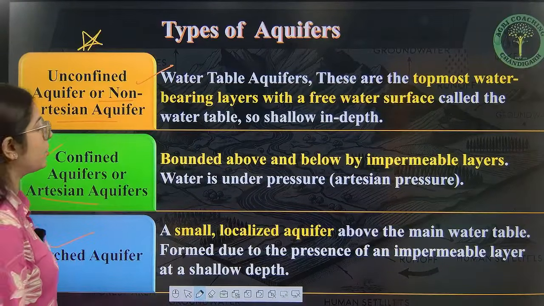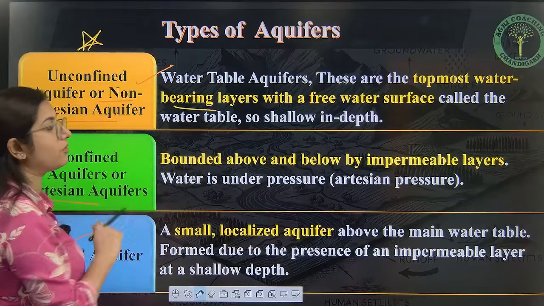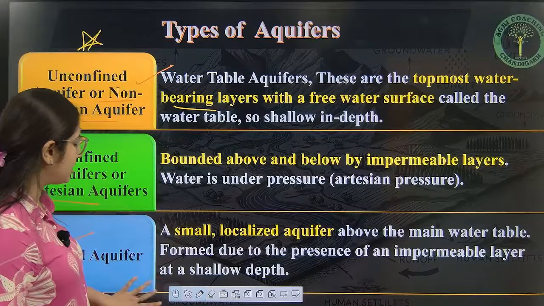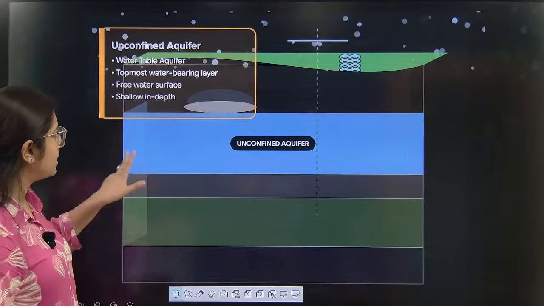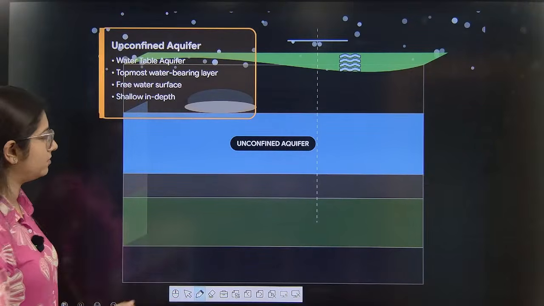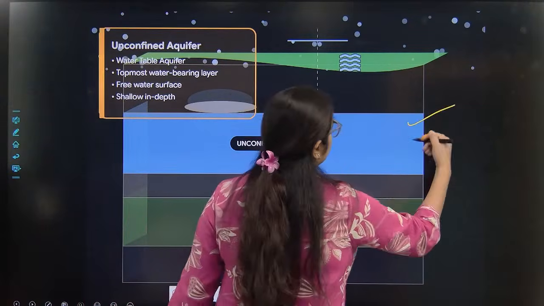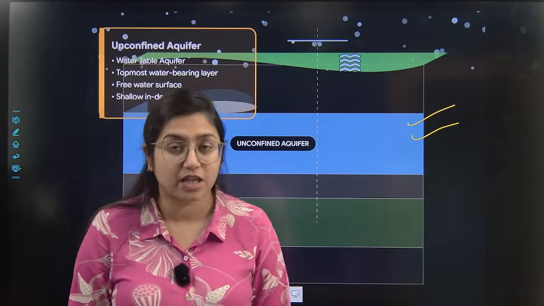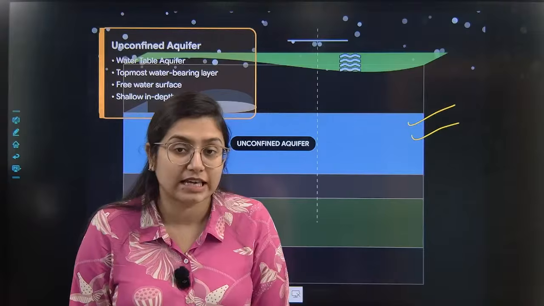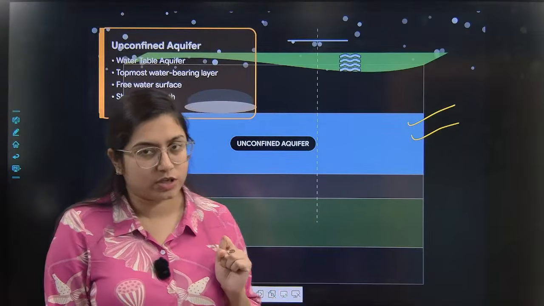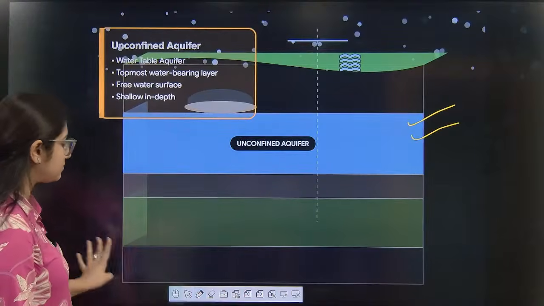These are the topmost water-bearing layers with a free water surface called the water table, so shallow in depth. You can see from the figure as well. We have three kinds of aquifer. This one shown in the image is the unconfined aquifer. It is very shallow in depth and, simply put, the topmost layer, and from this we extract or pump out the water which is used by us.